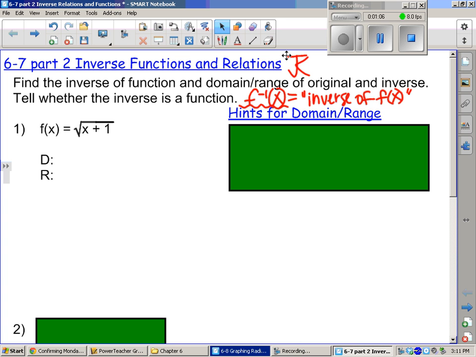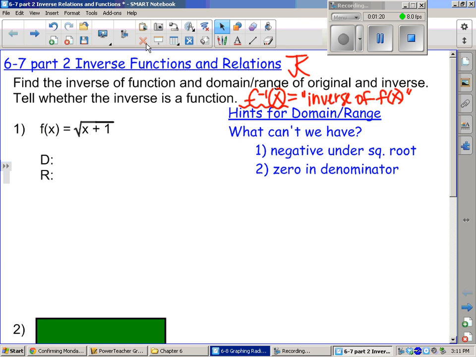Okay, so we've got three different examples here, and they're going to hopefully cover the three scenarios I think you're going to come across. The challenge tends to be the domain and range stuff, so we've got some hints for you. A lot of times it's easier to think about what you cannot have instead of what you can have. Things that cause us problems would be negatives under square roots, because those would produce imaginary numbers, or zeros in denominators. So if you ever have x's in the bottom of a fraction, then we have some restrictions on the domain and the range.